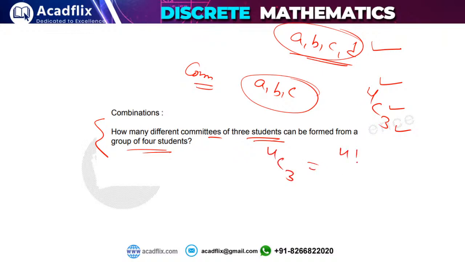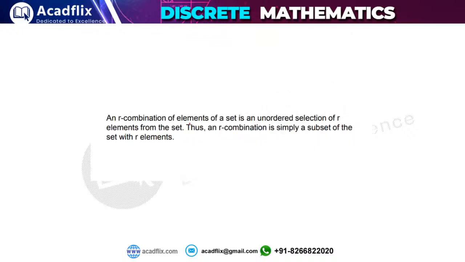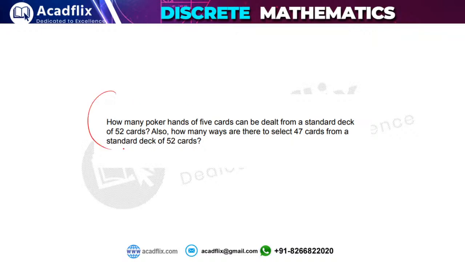What is 4C3? This is nothing but 4 factorial divided by (4 minus 3) factorial, which is 1 factorial, times 3 factorial. So this will be 4. So the answer will be 4. This is how you can solve it. Basically this is your nCr. We have already seen nCr is nothing but n factorial divided by (n minus r) factorial times r factorial.